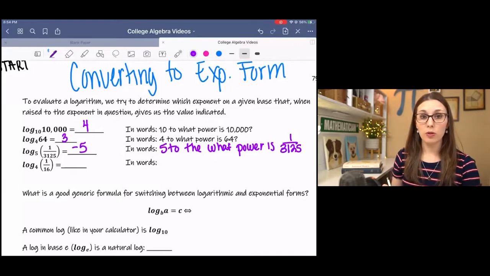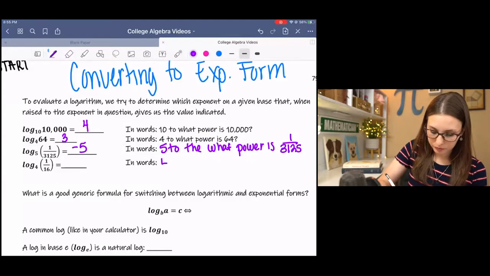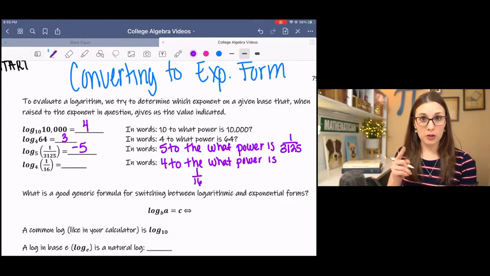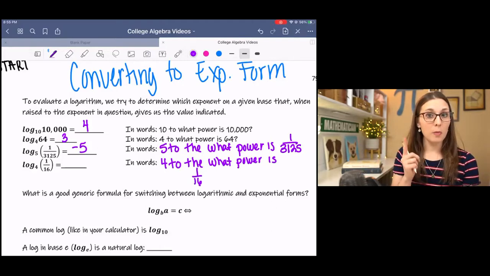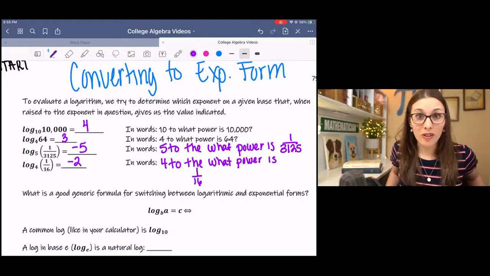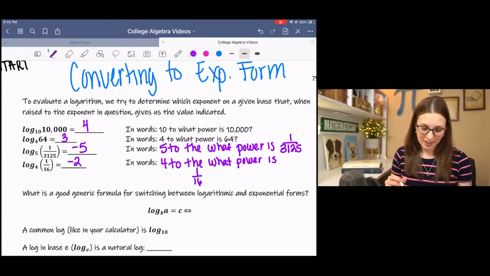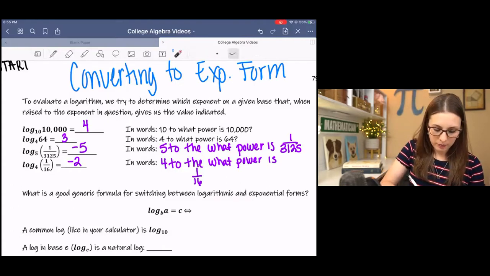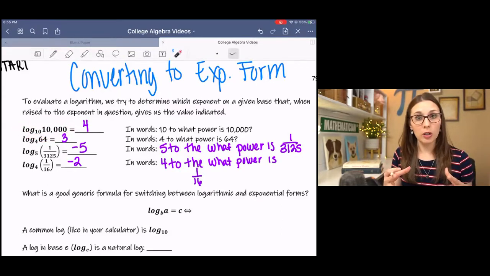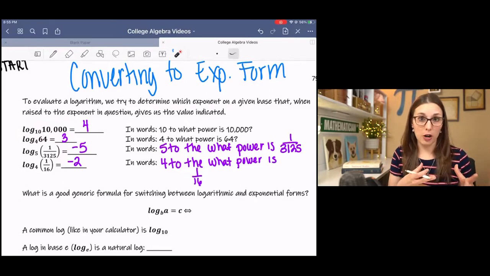Last one: 4 to what power is 1 over 16? Let's focus on 16. 4 to the what is 16? 2, but it's a fraction, so it needs to be negative 2. And that's all it's asking for. Isn't that neat? So you may just be given this piece, and it's asking you, what is that power that makes this expression true?